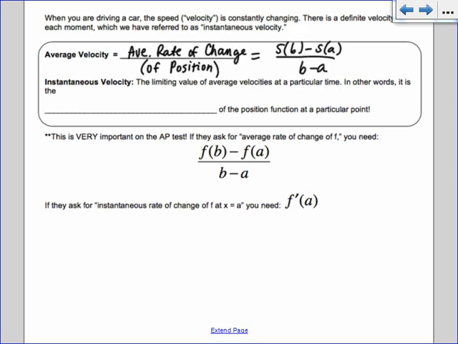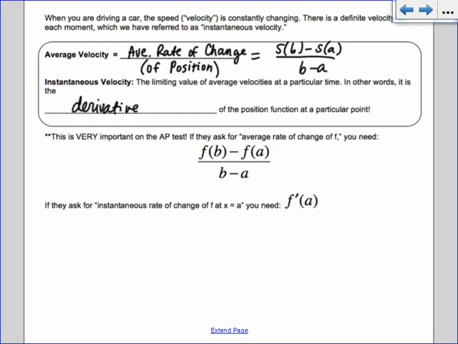So you're saying, oh, on average, I went between this and this. The instantaneous velocity is saying at an exact time. So at a certain moment, exactly how fast were you going? So in other words, it's the derivative of the position function at a particular point.